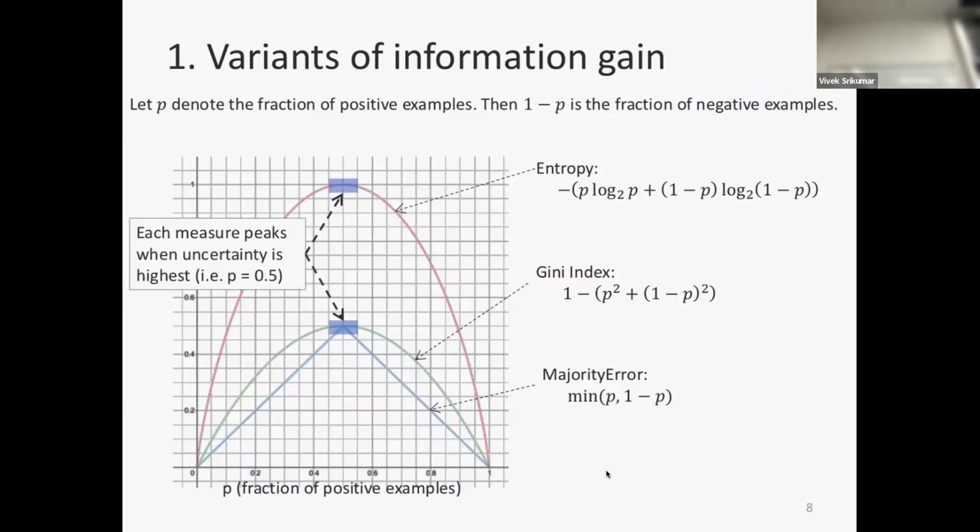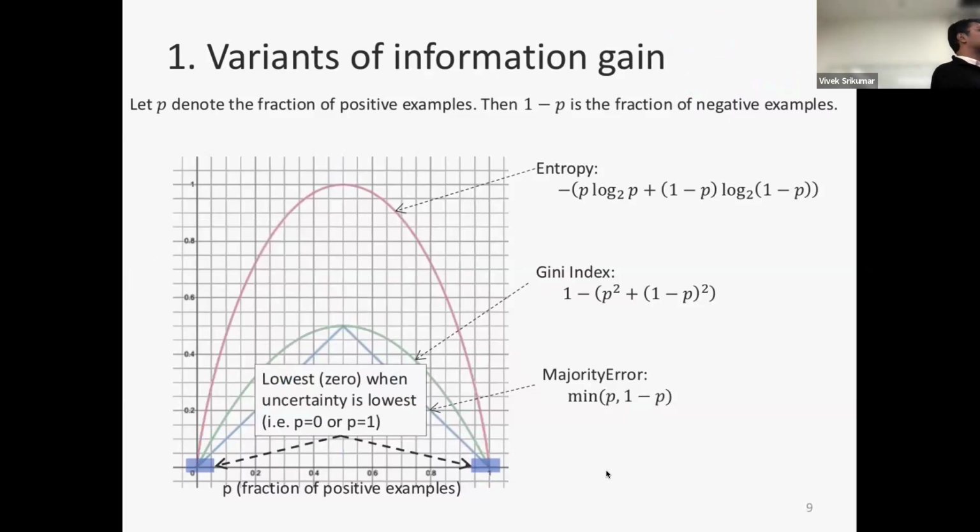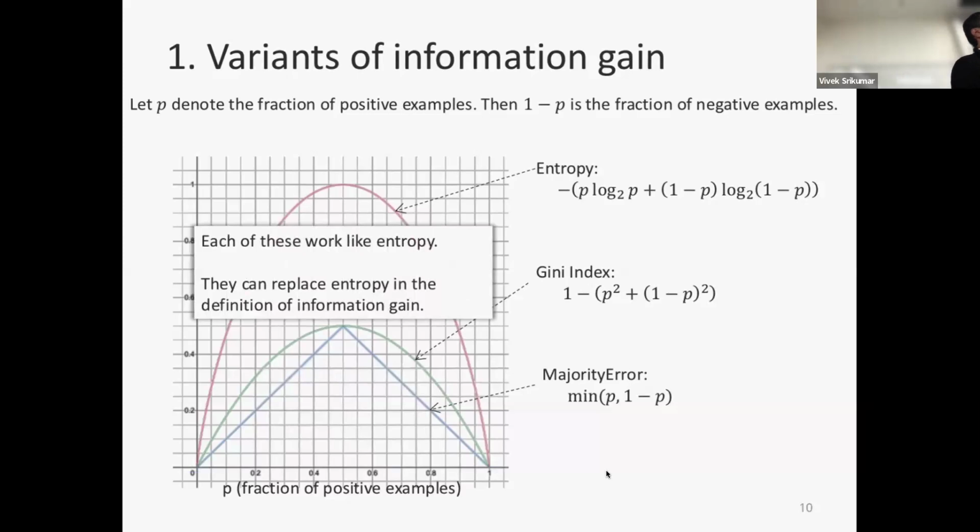They peak when there's maximum uncertainty. When P equals half, all of these things have the highest value, and they take the lowest values when the uncertainty is the lowest. So you can essentially drop in majority error or Gini index or other measures of uncertainty in place of entropy to define variants of the decision tree algorithm. And in fact, you'll be doing that for your homework. Each of these work like entropy. So the interesting question to think about is whether it actually makes a difference in the trees that you grow. You'll be thinking about that also in your homework.